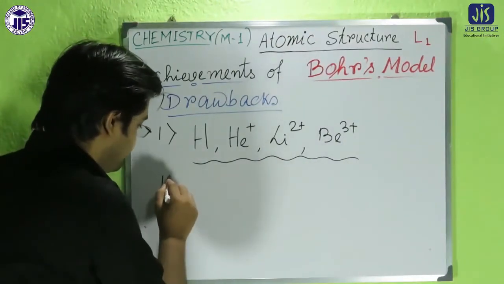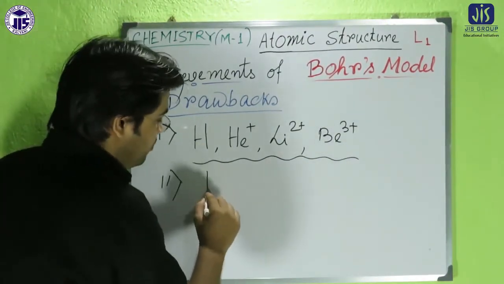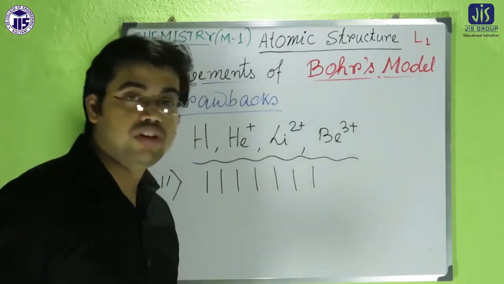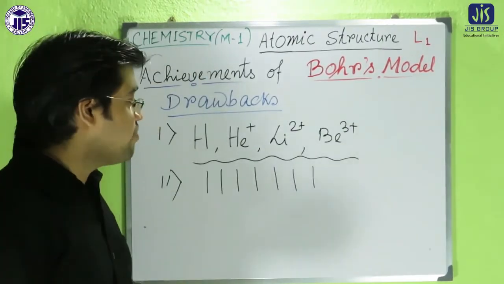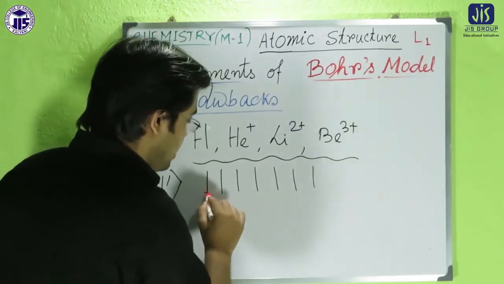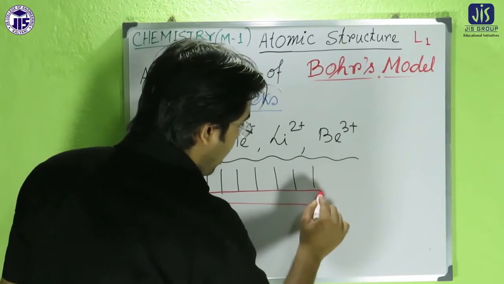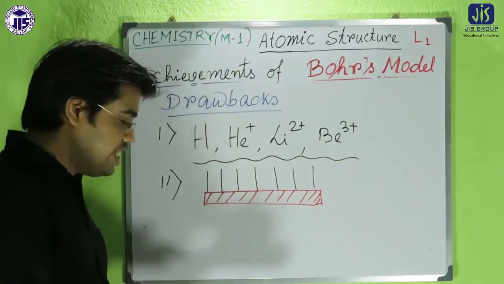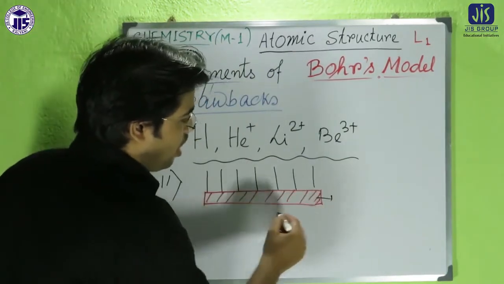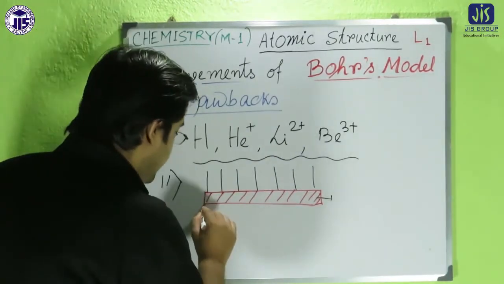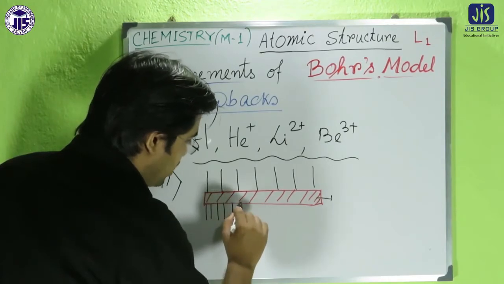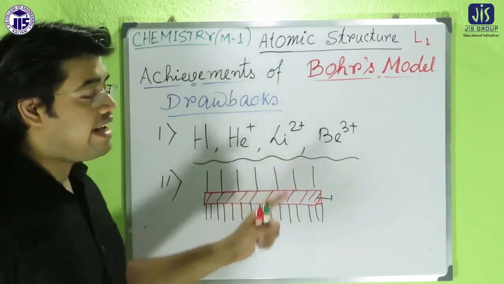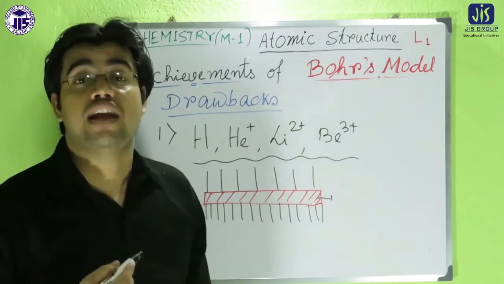Second drawback. The line spectrum, which was successfully explained by Niels Bohr as an indication of the energy levels in the Bohr's model, each and every line of it is again split in the presence of a high resolving power or high resolution spectrophotometer. If we pass each individual line through a high resolution spectrophotometer, then what happens? Each and every line again splits into small lines. So it was not clear why each line splits into small lines.